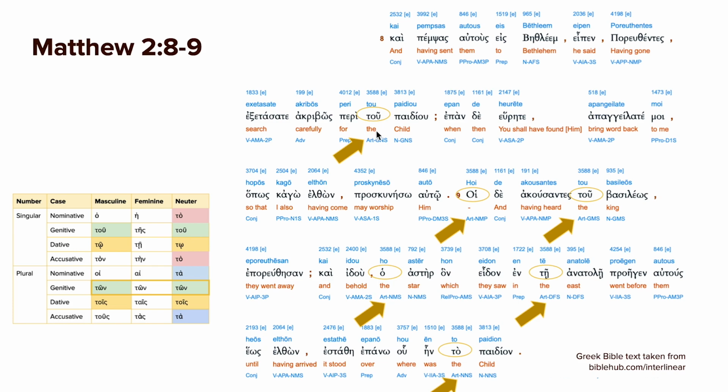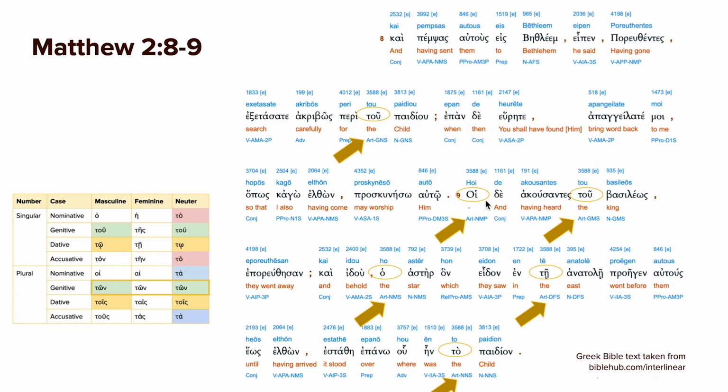They weren't looking for a child. They were looking for the child. If they were just looking for a child, like maybe to help them learn how to play a child's game, then you wouldn't need the article. It wouldn't be definite. It would just be peri paidiu.